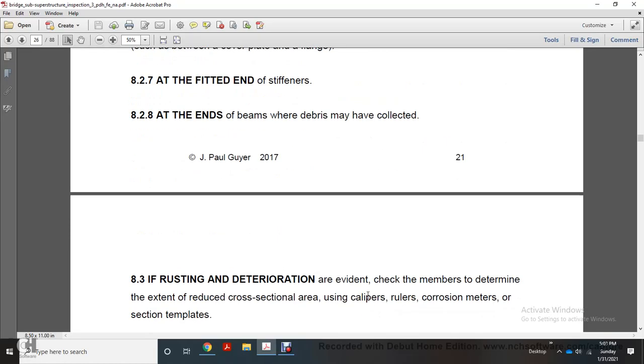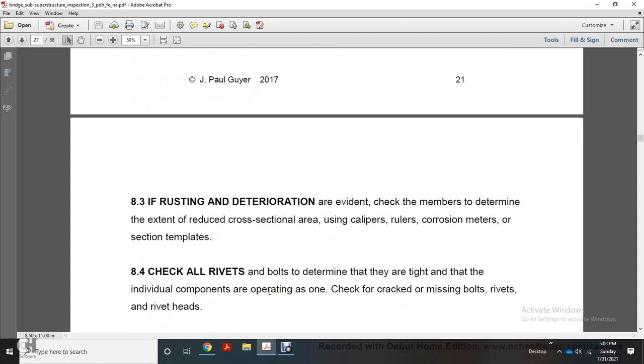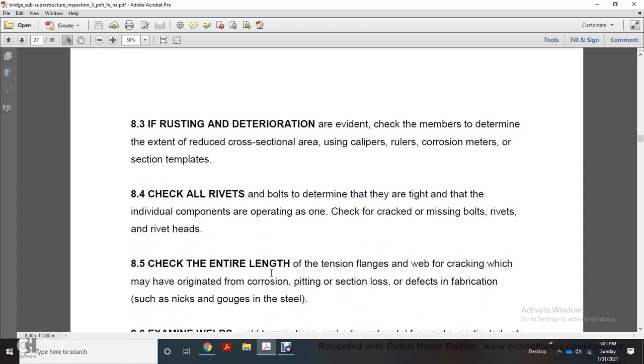At the pit end of the stiffeners, and at the ends of beams where debris has collected. If there is evidence of rust deterioration, check the members to determine the extent of the reduced cross-sectional area using calipers, rules, corrosion meters, and section templates. Check all rivets and bolts to determine that they are tight and that the individual components are acting as one. Check for cracked or missing rivets and rivet heads.